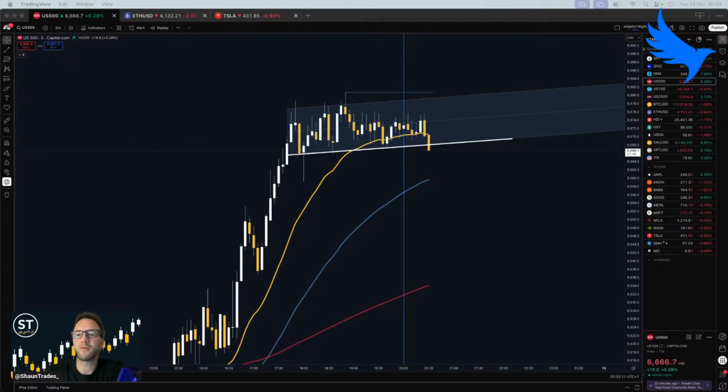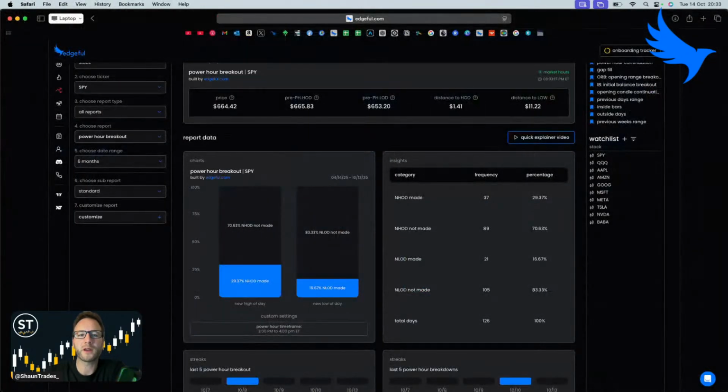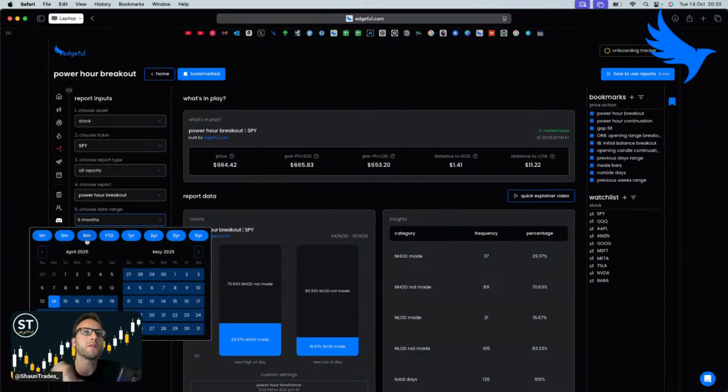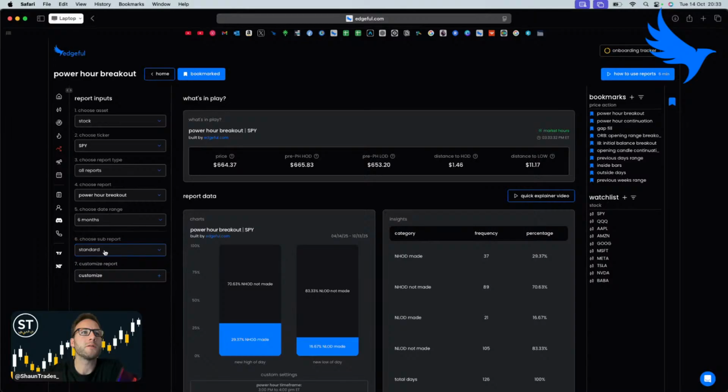Yeah, so looks like we're kind of breaking down this structure now, which is interesting. But what I wanted to do was have a look at the power hour breakout report. You can see on the left side here, we've just got the standard settings already played out. So power hour breakout report, we've got last 6 months of data. Now you can change this to any date you want. You can go last 3 months, the year to date, the last year. And also you can choose a sub report.